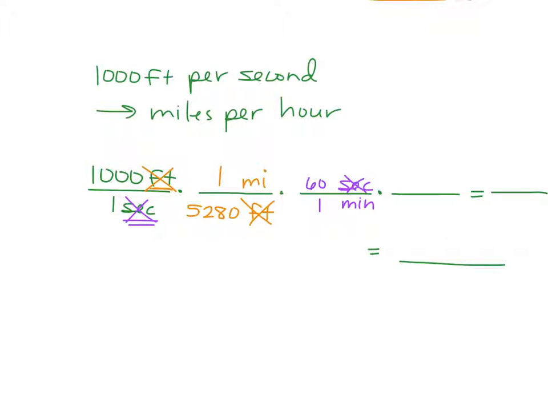Now we're in minutes. We want to get to hours. Where do minutes go? Minutes are going to go on top. Hours are going to go on bottom. What number is going on top? 60 minutes is the same as 1 hour. Okay? So minutes goes away. Now we're left with miles per hour, which is what we want. So we just have to multiply across now.